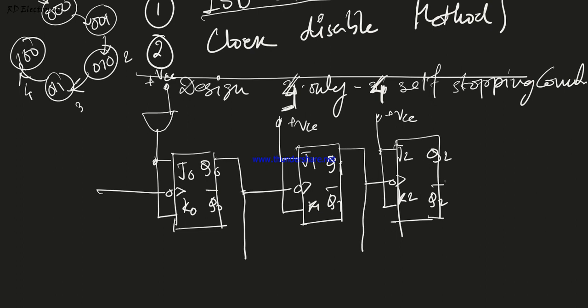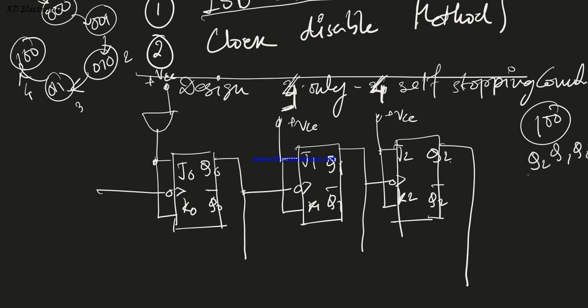From here we get the 3 bits: this is Q2, this is Q1 and Q0. And our stopping state, the state where the self-stopping counter stops, is 1 0 0. That means Q2 equal to 1, then Q1 equal to 0, then Q0 equal to 0.